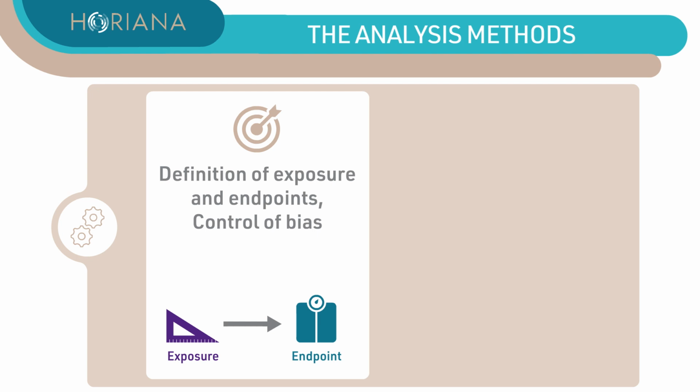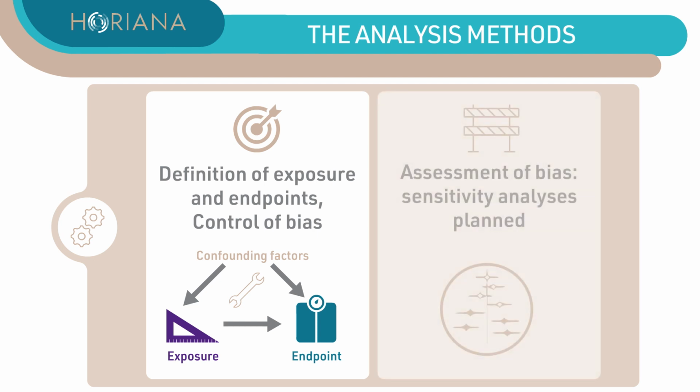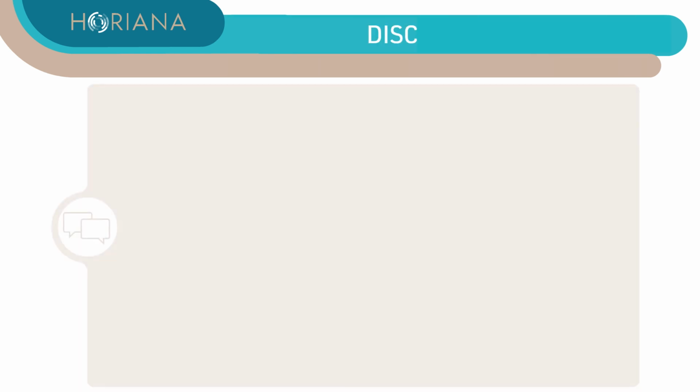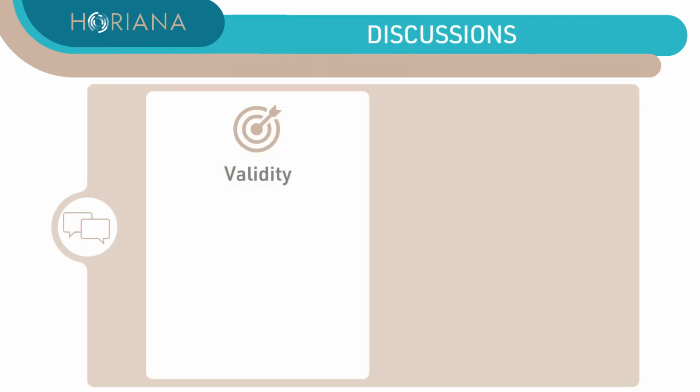In the context of comparative studies, statistical methods have been put in place to minimize bias and reduce confounding factors, for example, adjustment, matching, weighting methods, etc. The confounding factors taken into account are justified. Sensitivity analyses are planned and performed to assess the robustness of the results. The external validity of the results is discussed.